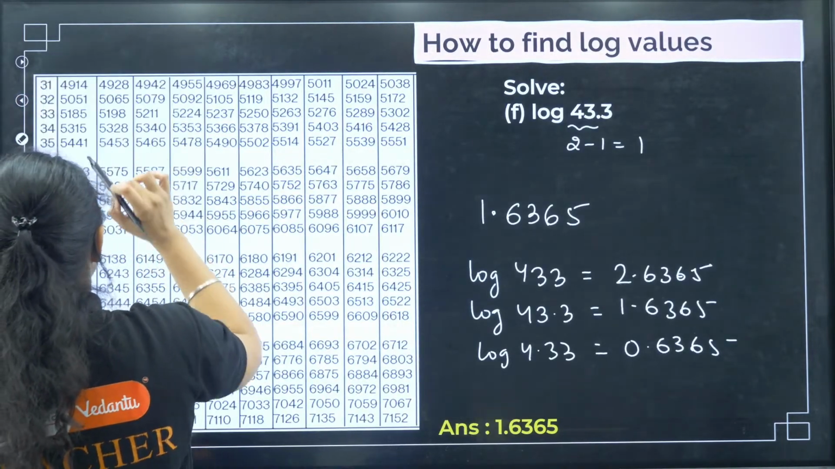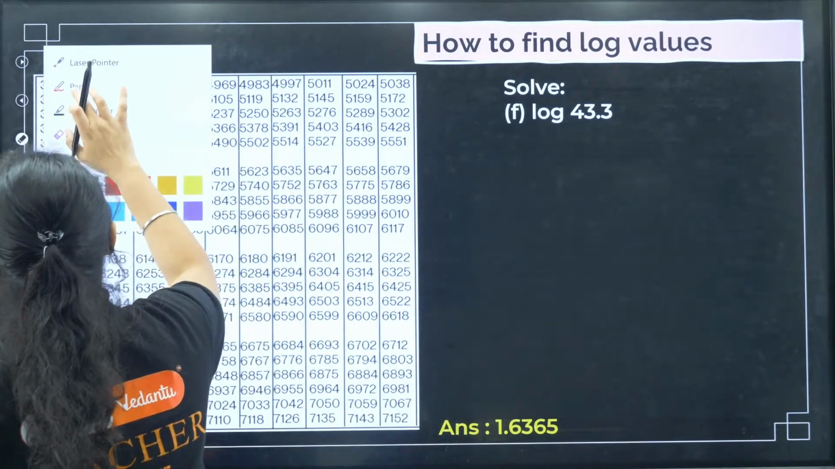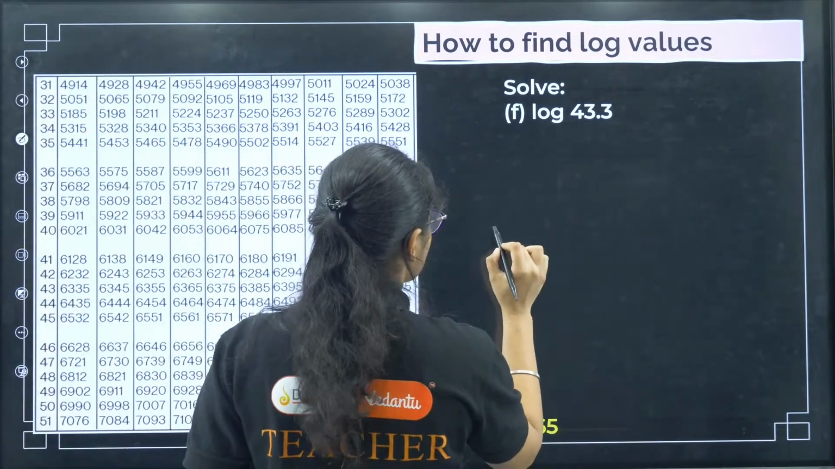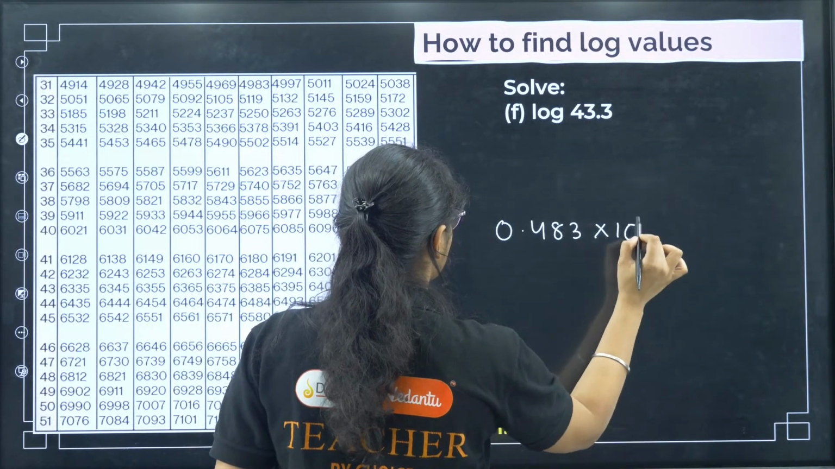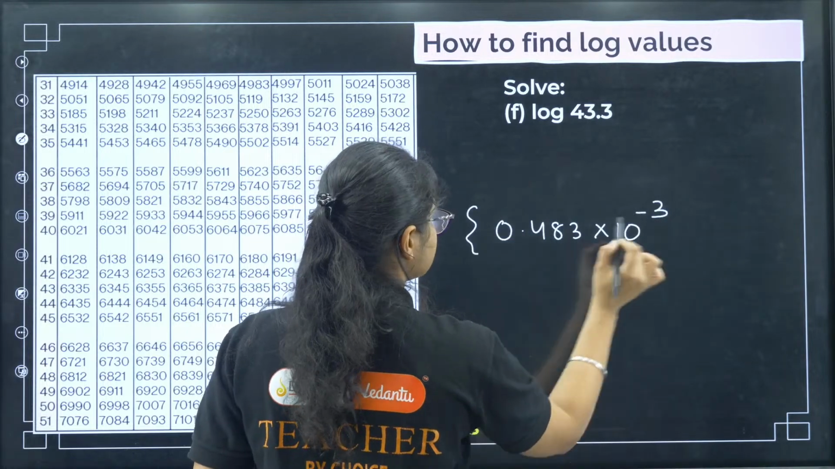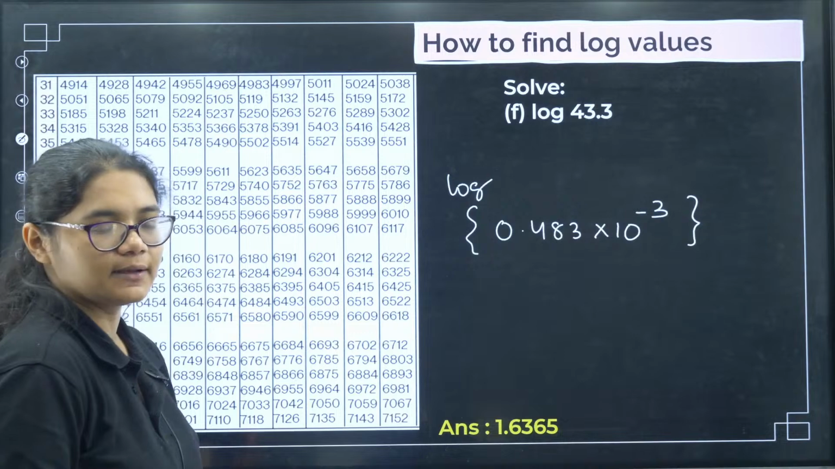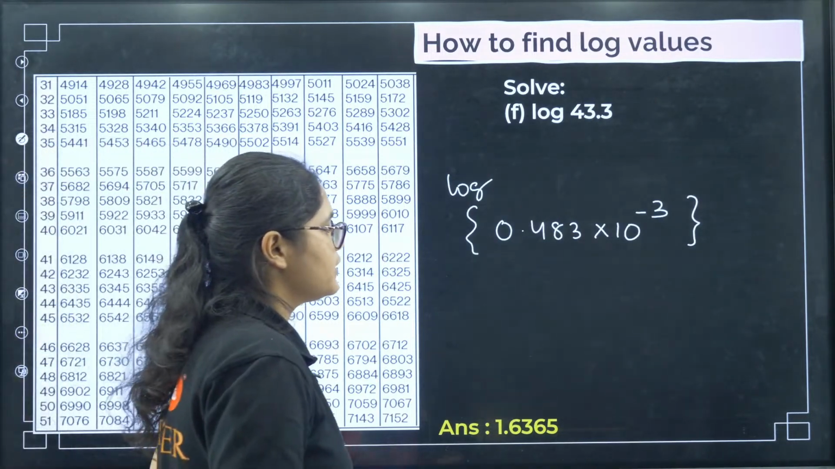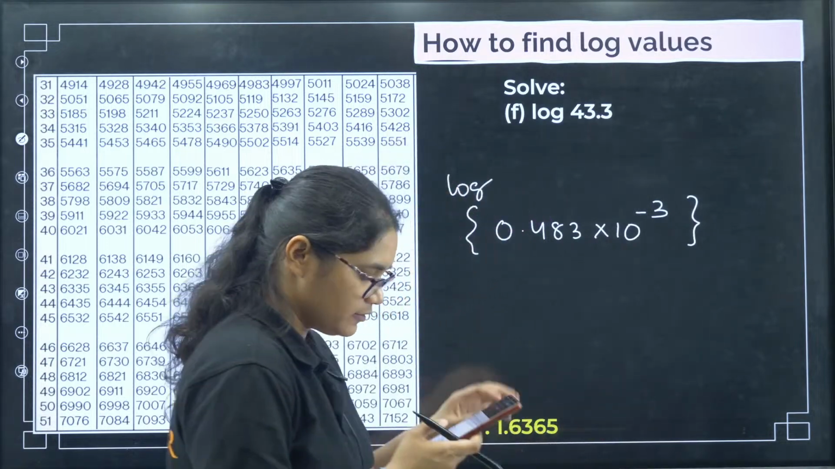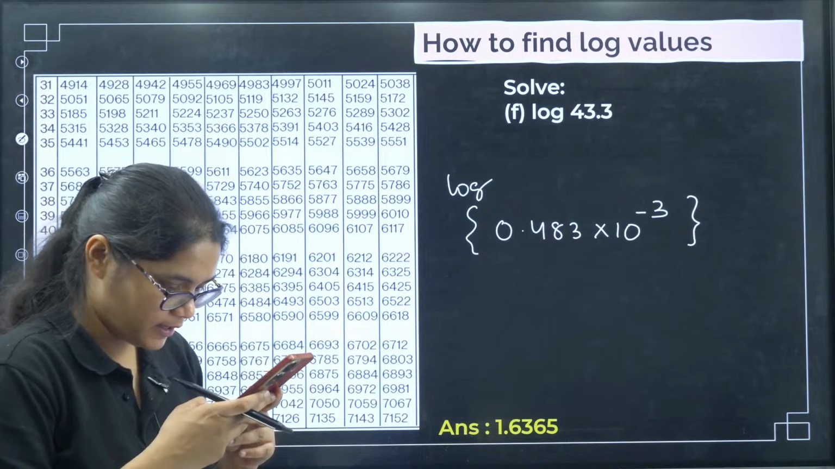Okay, try this one. 0.483 into 10 to the power of minus 3. Try this one. Log value. Try, this is the last one. I will be answering others' questions by that time.